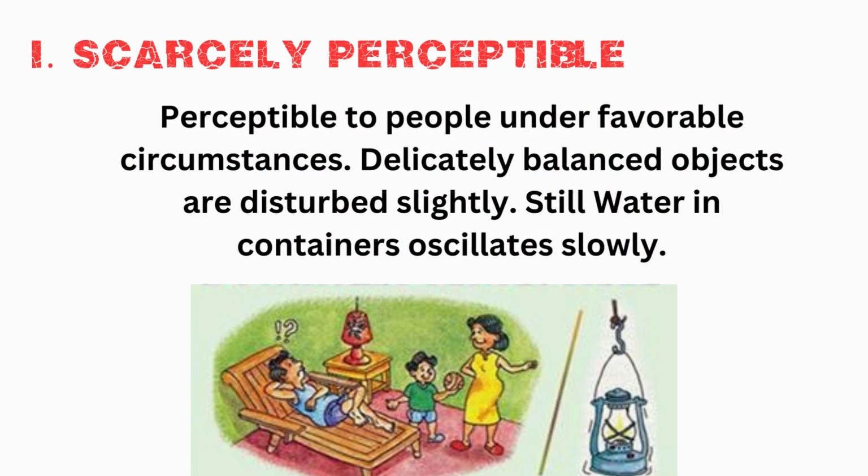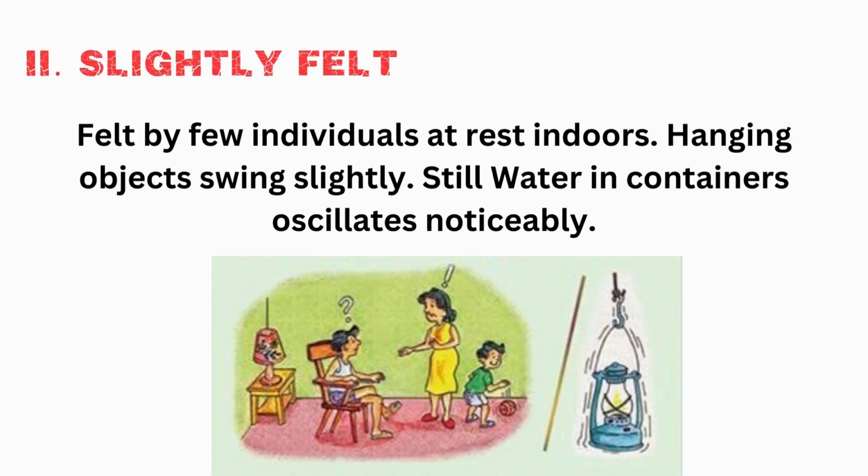1. Scarcely perceptible. Perceptible to people under favorable circumstances. Delicately balanced objects are disturbed slightly. Still water in containers oscillates slowly. 2. Slightly felt. Felt by few individuals at rest indoors. Hanging objects swing slightly. Still water in containers oscillates noticeably.